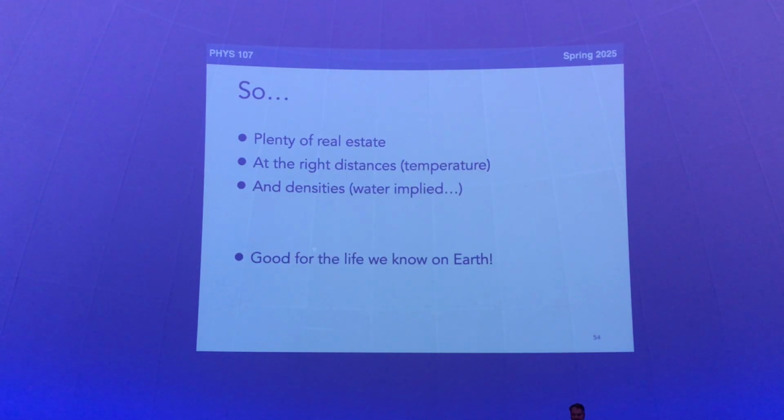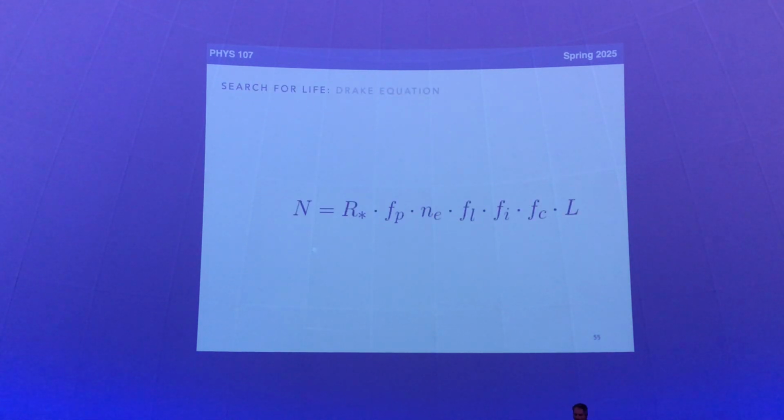So plenty of real estate at the right distances, with water implied at the right density. So this is great for life on Earth as we know it here. If we plunk a bunch of Earth species on these planets, maybe quite a number might survive, right? This seems doable. We could go there and raise chickens. This is possible, right? Okay, so we know that this is good for our life on Earth.